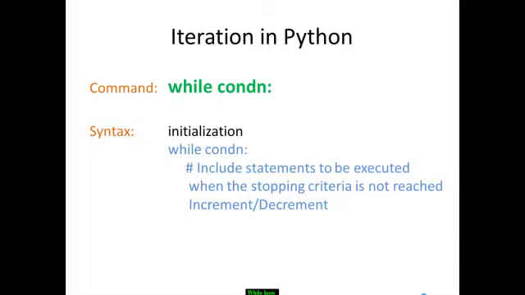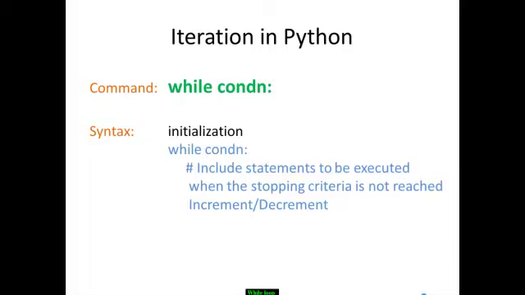Third is increment or decrement. After performing one iteration, that is one set of execution, what to do with the counter variable, whether you want to increment or decrement, depends on how you have initialized, right? So these are the three parameters that are required in the for statement, which we have already seen by using one command called range.